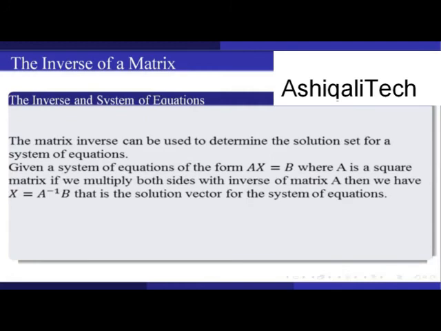The inverse and systems of equations. The matrix inverse can be used to determine the solution set for a system of equations. Given a system of equations of the form Ax equals B, where A is a square matrix, if we multiply both sides by the inverse of matrix A, then we have x equals A inverse multiplied by B. That is the solution vector for the system of equations.